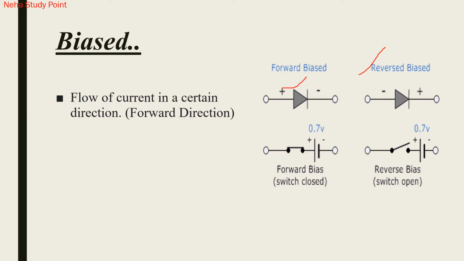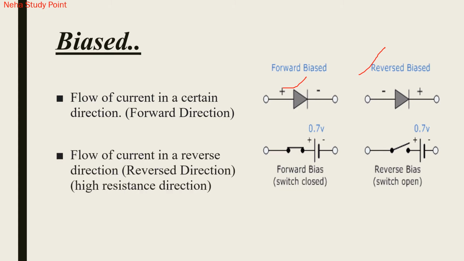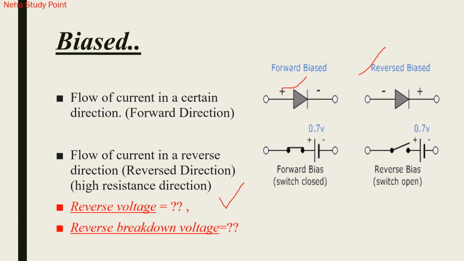In the connection of the circuit, the flow of current which is in the opposite direction is called reverse direction, and it is also called reverse bias. So here you see that this one is the reverse direction. And here the basic terms are reverse voltage and reverse breakdown voltage.